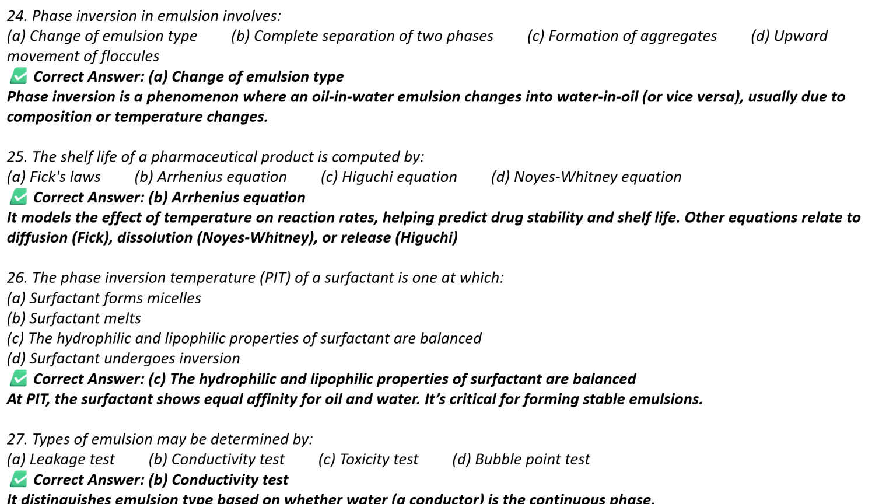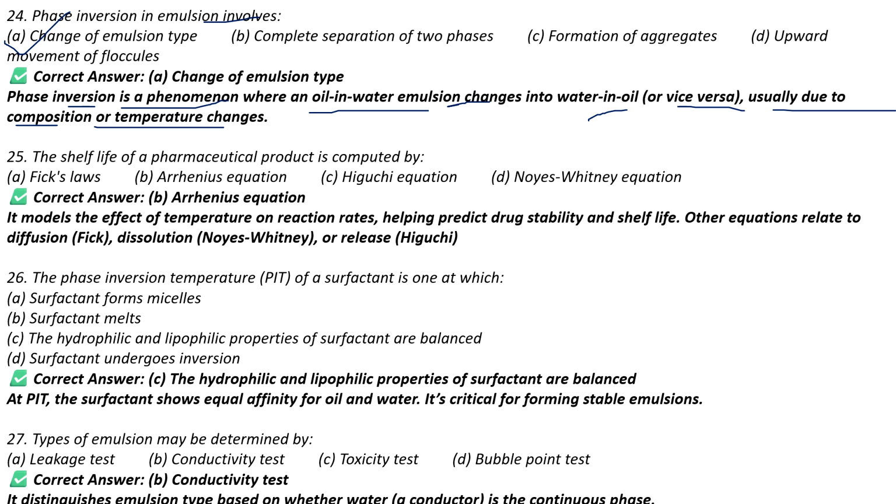The phase inversion in an emulsion involves. Options are change of emulsion type, complete separation of two phases, formation of aggregates, or upward movement of floccules. So phase inversion is a phenomenon where an oil in water emulsion changes into water in oil or vice versa, usually due to the composition or temperature changes. So we can say the phase inversion in emulsion involves change of emulsion type, that is option A is the correct answer for this. Moving on to the next question.